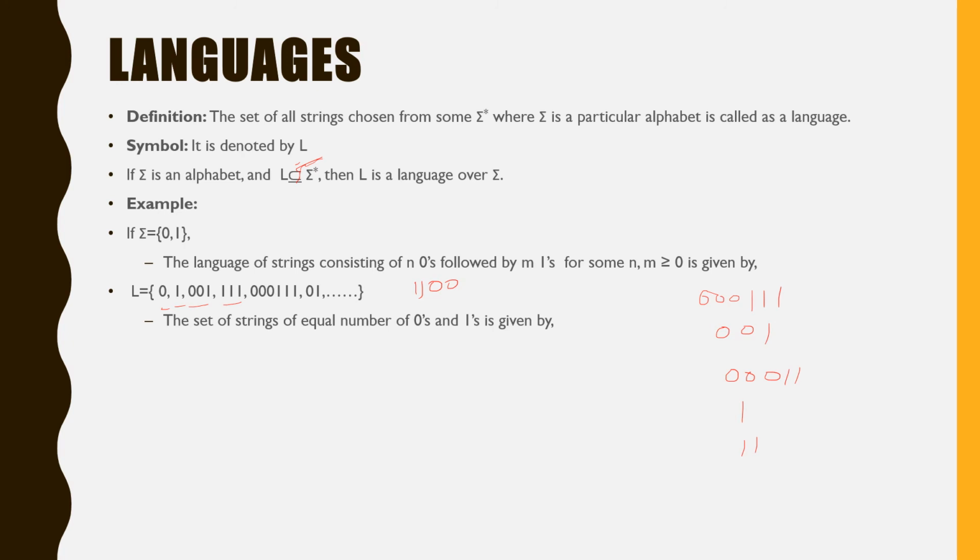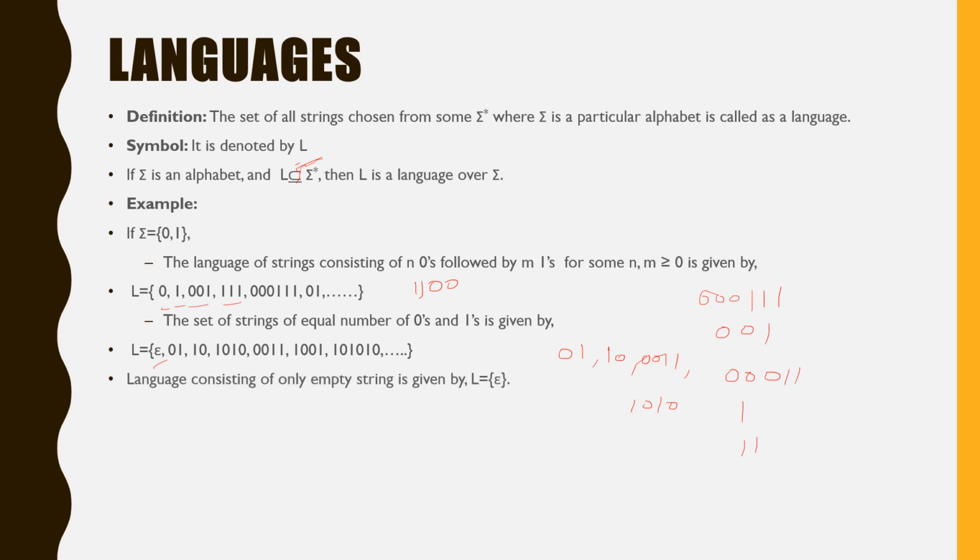And if it is the set of all strings with an equal number of zeros and ones, I can say 0 1, 1 0, double 0 double 1, 1 0 1 0. The number of zeros and number of ones are equal. The positions of zeros and ones are not needed here. When we include epsilon, it means 0 zeros and 0 ones, which means an equal number of zeros and ones. And the language consisting of only the empty string is given by L equal to, within curly brackets, epsilon.